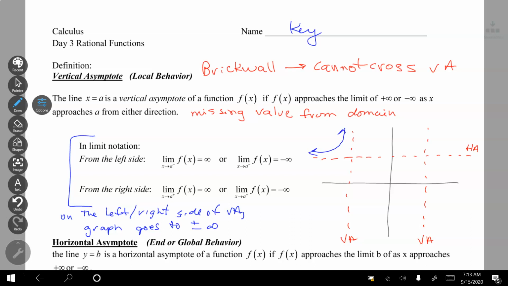On the left side of this VA, it goes up to infinity. On this right side, it goes down to negative infinity, and on this left side, it goes up to infinity. On the right side, it goes down to negative infinity. We'll talk about horizontal asymptotes in a second, but on either side of this brick wall, I can't cross it, but on the left side or the right side, it's going up forever or down forever.